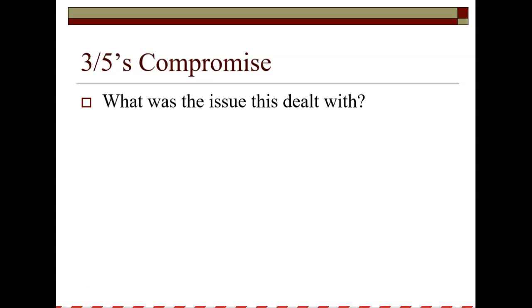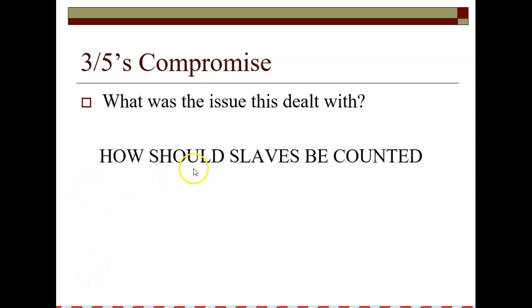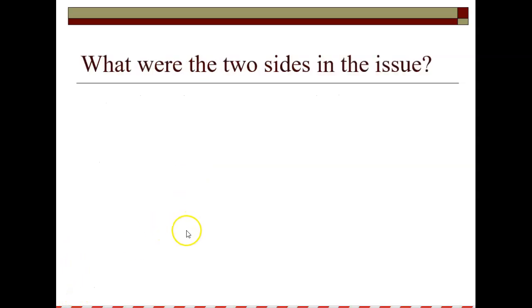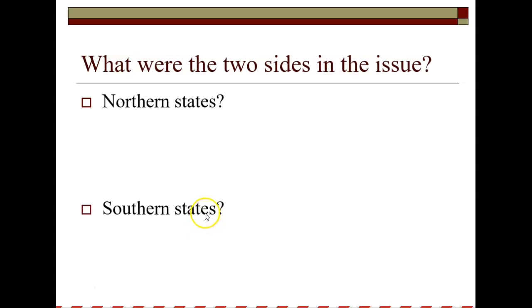The issue that the 3/5 compromise dealt with is that now you're going to have one of the two bodies in Congress, in the legislative branch, based upon population. The question now becomes, how do you count slaves in southern states? The two sides of the issue are pretty clear. Northern states and southern states have diverging opinions of how to count slaves.